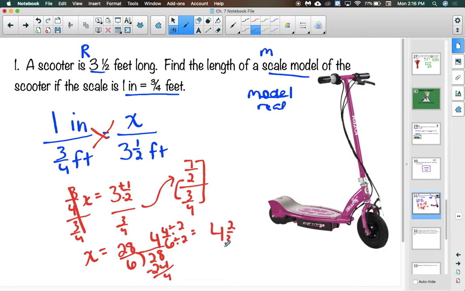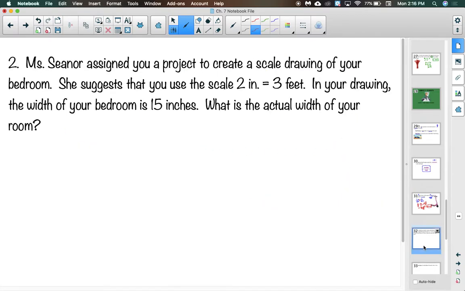Well, what measurements are we using? Should we be using inches or feet? This is x. X was up here across from our inches, so our final answer is 4 2/3 inches. Okay? So basically it's just setting up a proportion and cross multiplying.